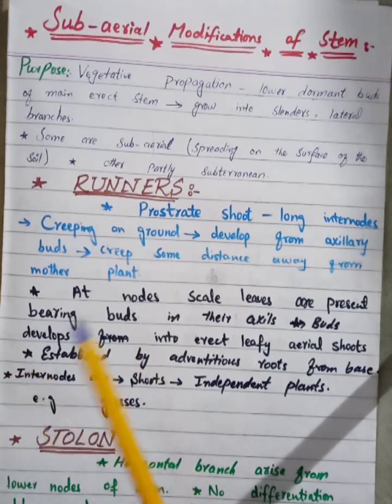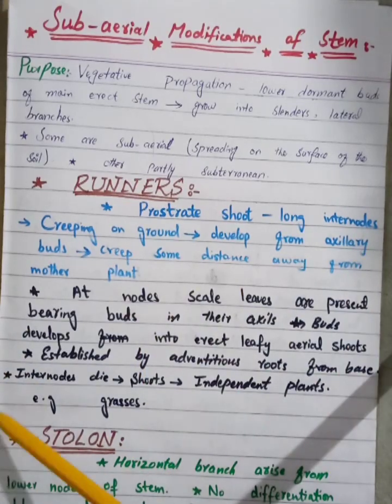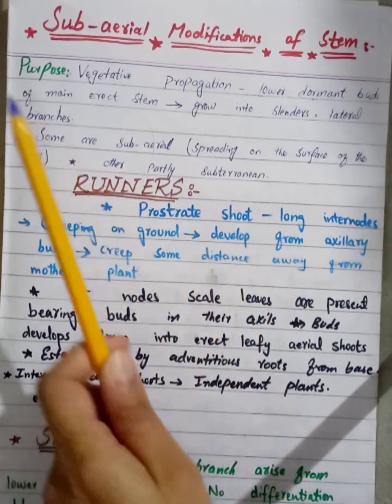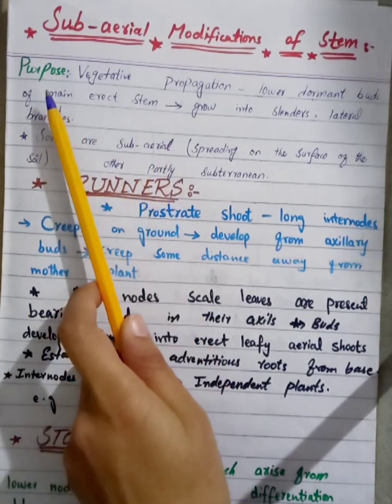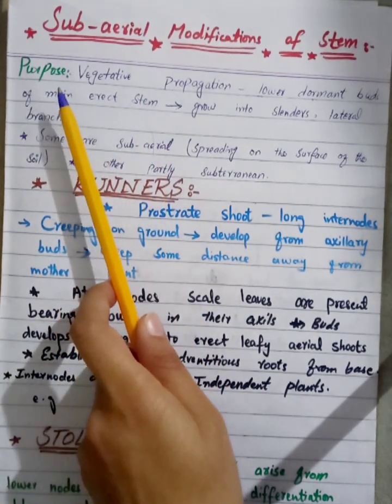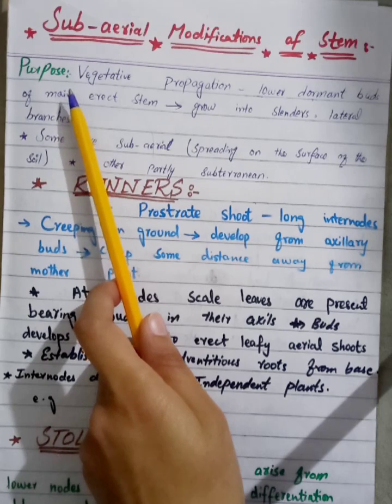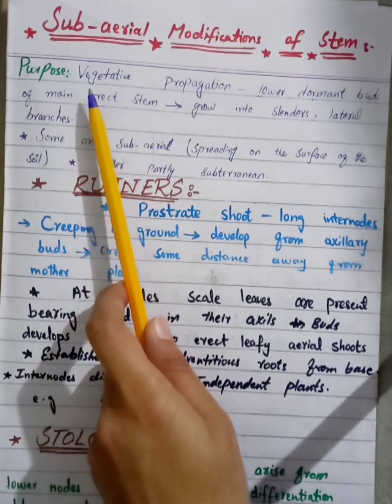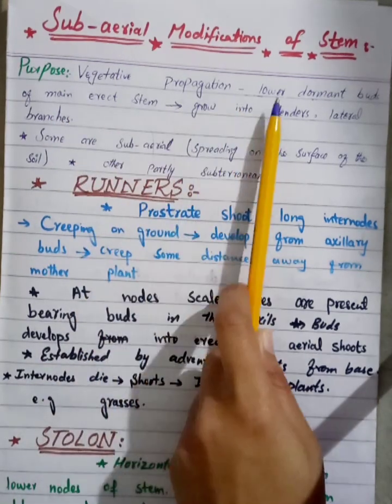Hey guys, in this lecture we will learn about the subaerial modification of stem. First we will discuss what the purpose of subaerial modification is, why the plant stem gets modified, what the reason behind that is, and what the benefit of that modification is. So the purpose is vegetative propagation.